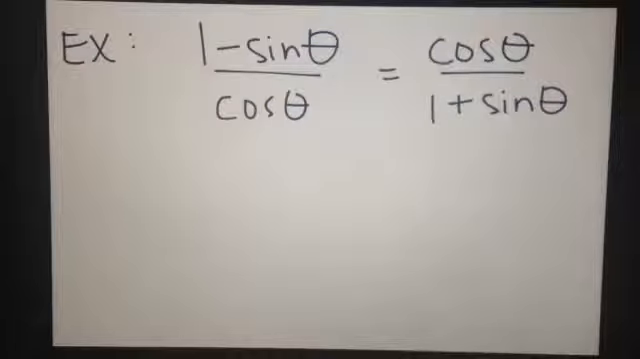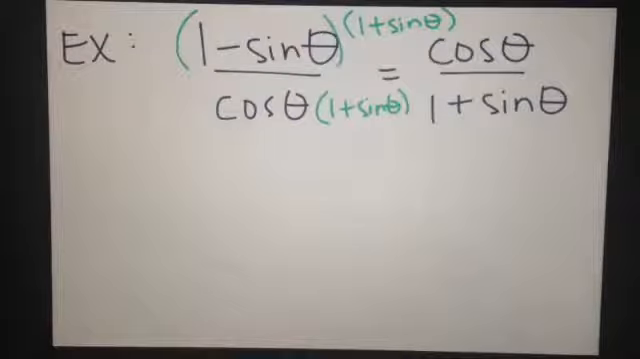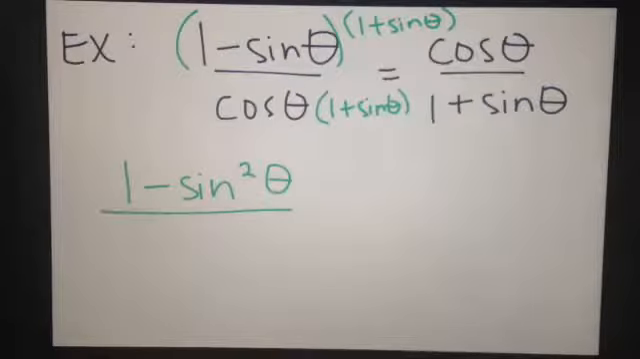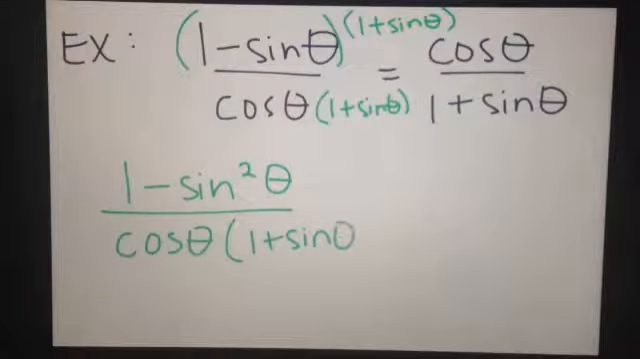So I'm going to leave the right side of the equation exactly the way that it is, and on the left side of the equation, I'm going to use that idea of the difference of squares to simplify this. So on the top of the fraction, I'm going to multiply by 1 plus sine theta, and on the bottom of the fraction, I'm going to multiply by 1 plus sine theta. Right? So if I multiply 1 minus sine theta times 1 plus sine theta, that's the difference of squares. So I'm going to have 1 minus sine squared theta on the top, and then I have cos theta and 1 plus sine theta on the bottom.